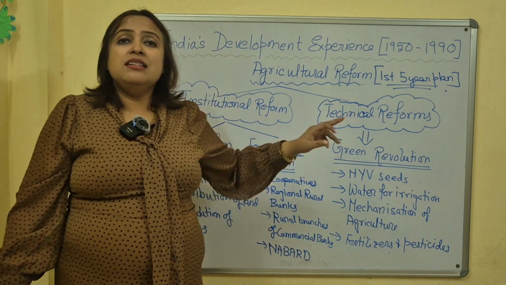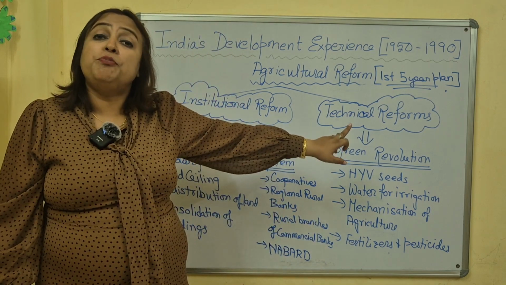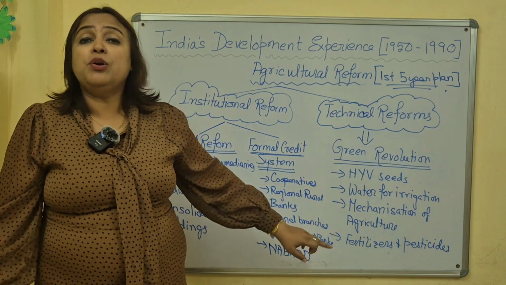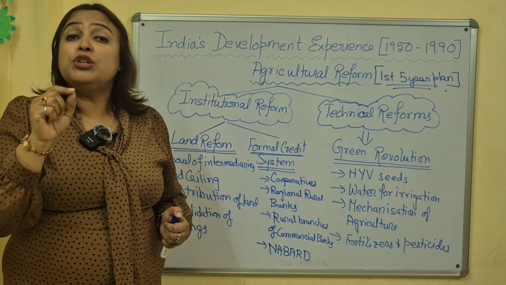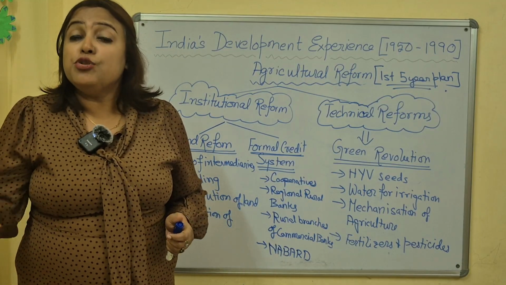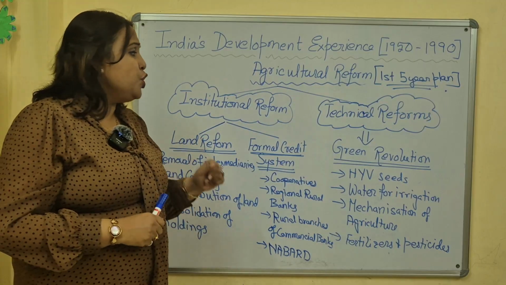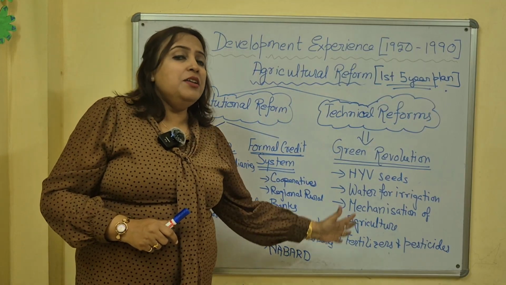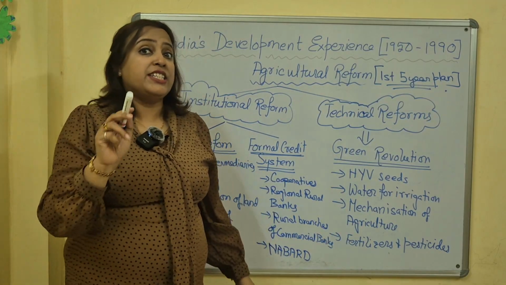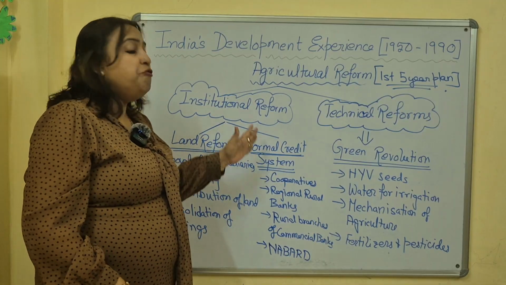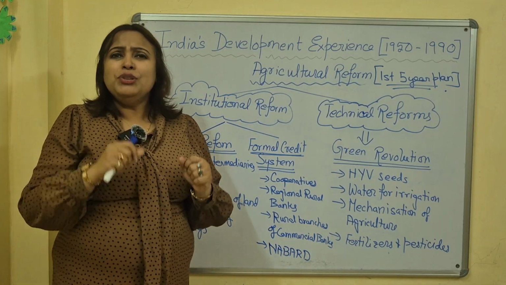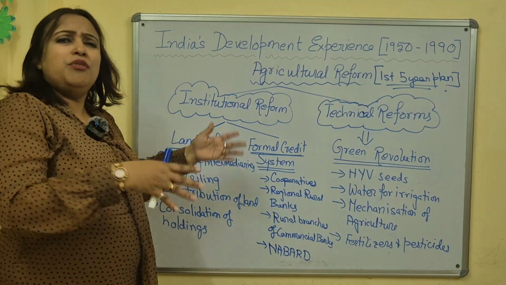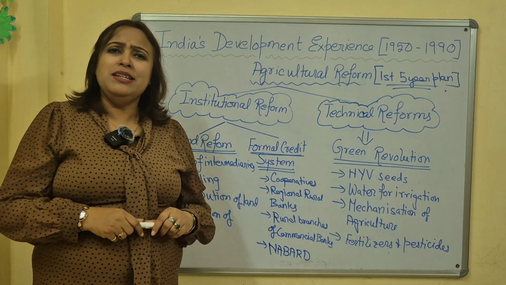Fertilizers and pesticides. These HYV seed plants were very much prone to pest attacks. So pesticides were required, and they required more nitrogen in the soil. So fertilizers were actually used to provide that nitrogen artificially. So you can see that the entire business of the Green Revolution was pretty expensive, for which a formal credit network was very, very necessary. But do you think, doing everything, it solved the problems of agriculture in India?